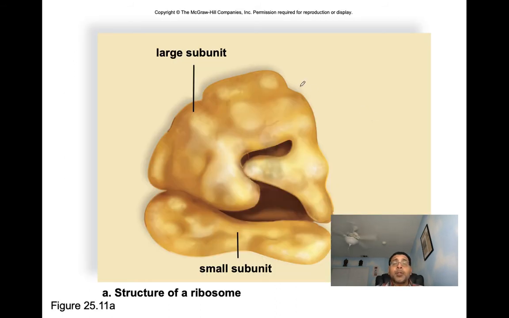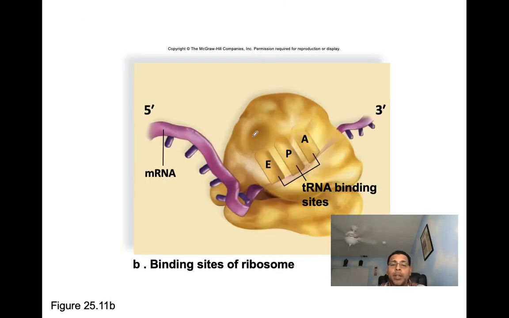So here we can see the structure of our ribosomes. You have a large subunit and you have a small subunit. The two subunits come together to form your ribosomes. So here then what we'll do is we'll have the sites added to this. So here you've got your tRNA binding sites, and here we can see basically the mRNA binding site underneath here. So it accommodates mRNA, and the tRNA binding sites will accommodate tRNAs, 3 of them.